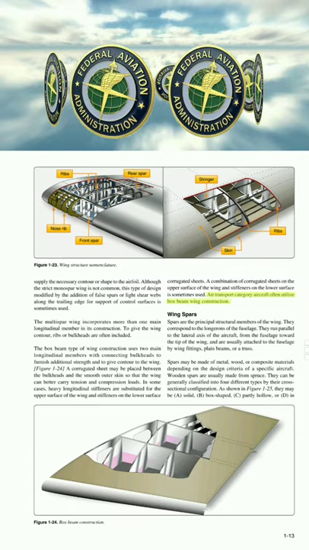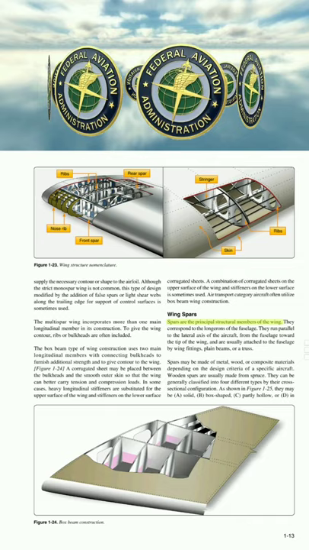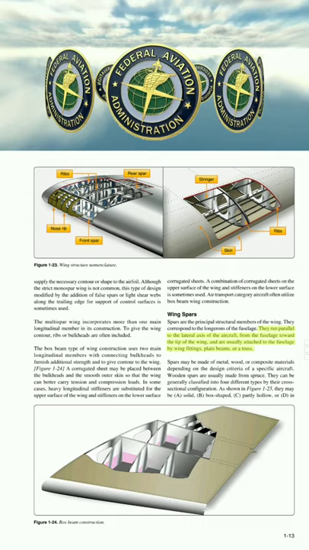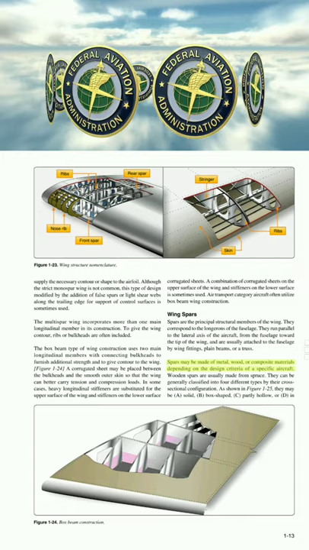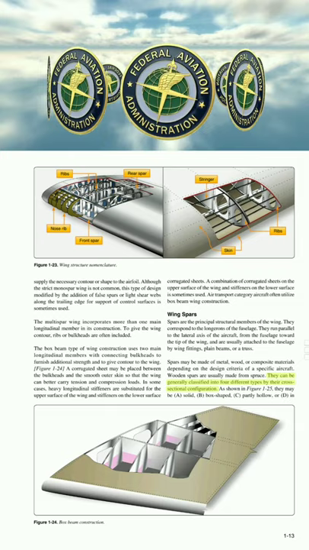Wing spars. Spars are the principal structural members of the wing. They correspond to the longerons of the fuselage. They run parallel to the lateral axis of the aircraft, from the fuselage toward the tip of the wing, and are usually attached to the fuselage by wing fittings, blade beams, or a truss. Spars may be made of metal, wood, or composite materials depending on the design criteria of a specific aircraft. Wooden spars are usually made from spruce. They can be generally classified into four different types by their cross-sectional configuration.